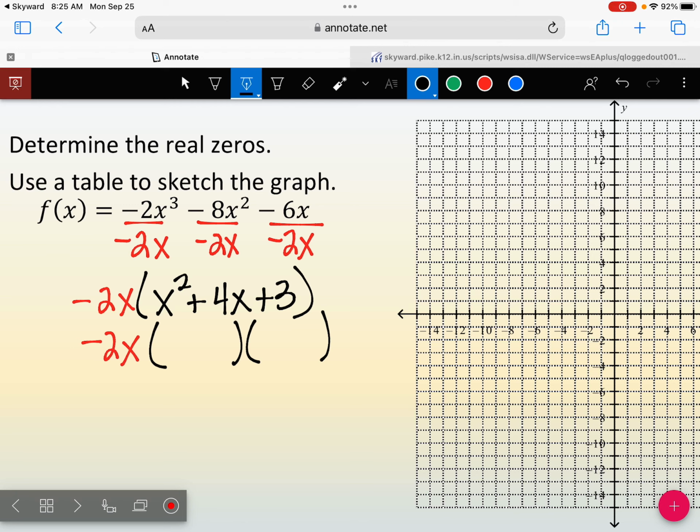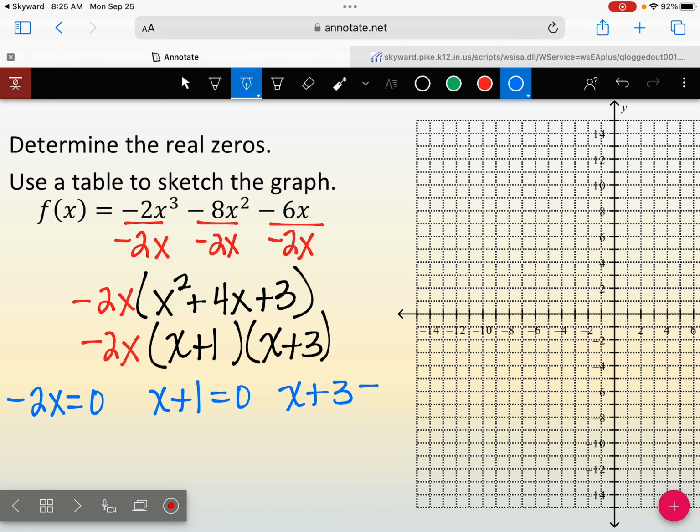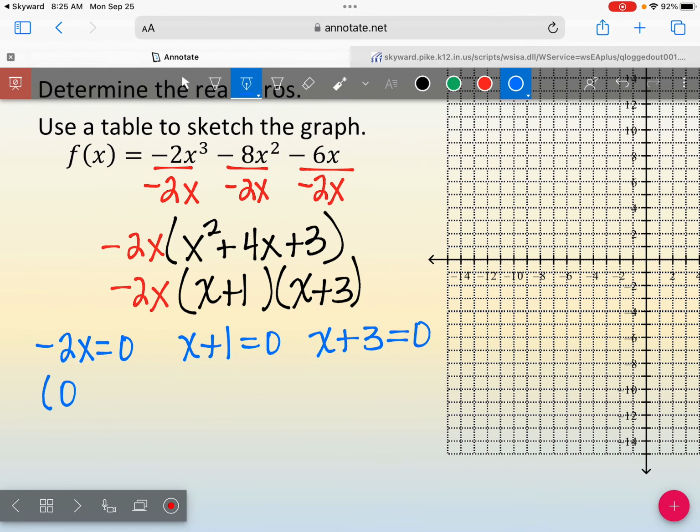What does that factor down to? X plus 1 and x plus 3. All right, let's go ahead and set all three of these equal to 0. So you have negative 2x equals 0, x plus 1 equals 0, x plus 3 equals 0. You're going to divide both sides by negative 2. So that would be 0, 0 for the first one. Negative 1, 0 for the second one.